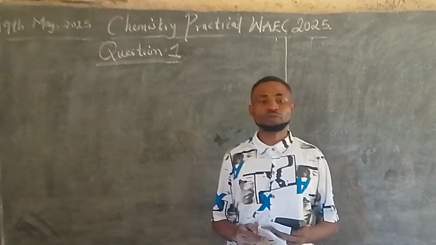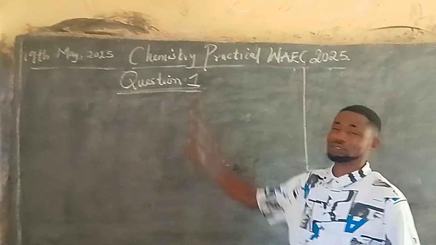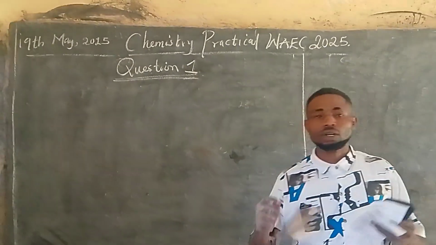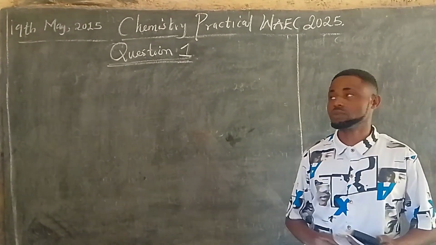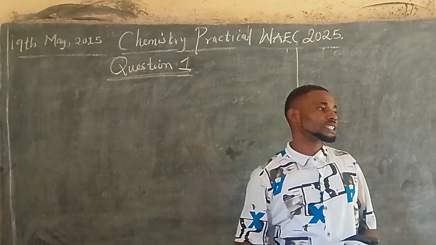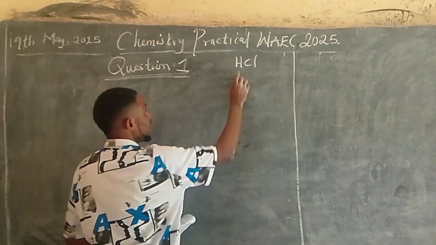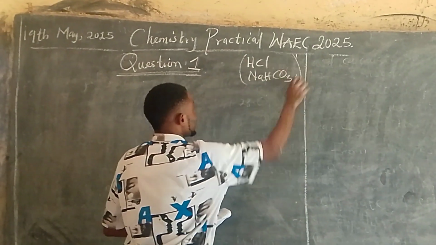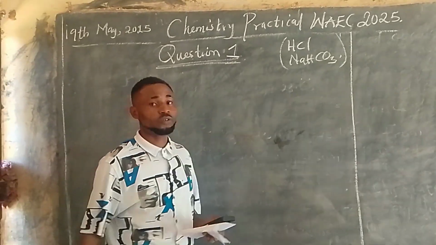In this video, I'm going to be focusing on WAEC Practical 2025, question number 1, which is volumetric analysis. Now I'm going to solve a question on volumetric analysis, which is related to chemistry practical 2025. In this practical, we are given HCl and sodium hydrogen carbonate. We have to calculate the concentration of HCl and sodium hydrogen carbonate.